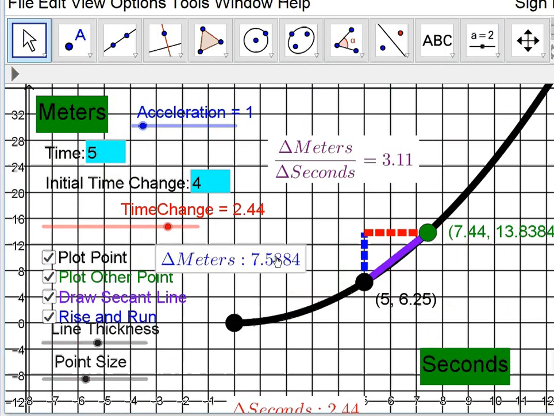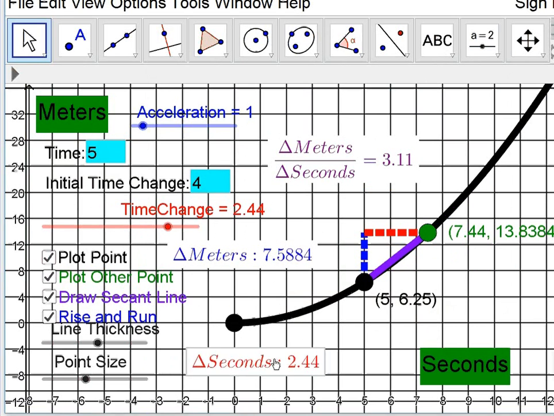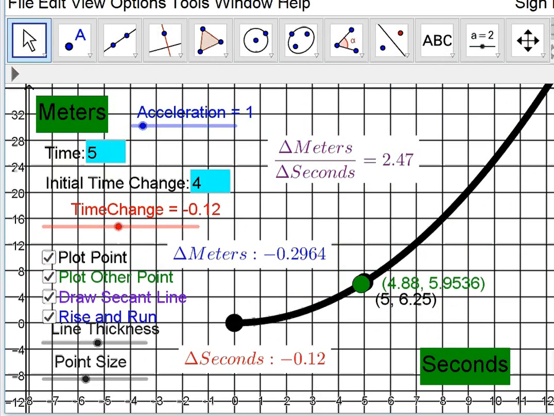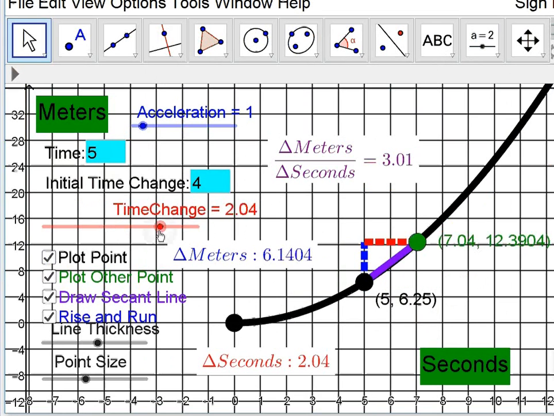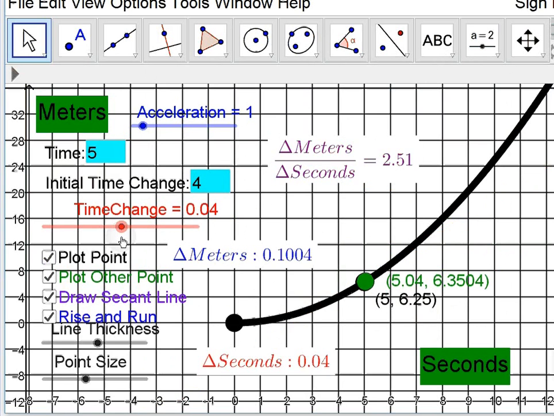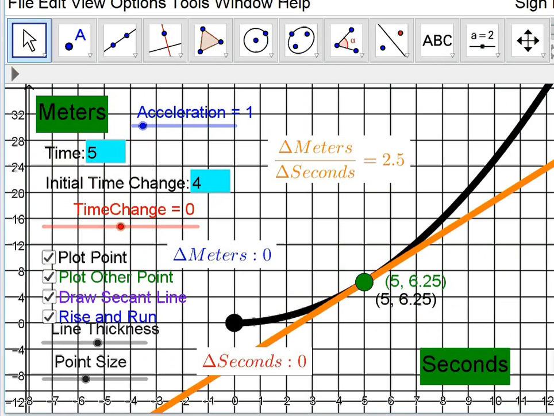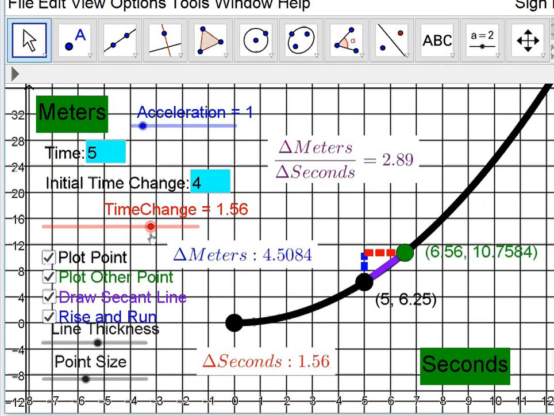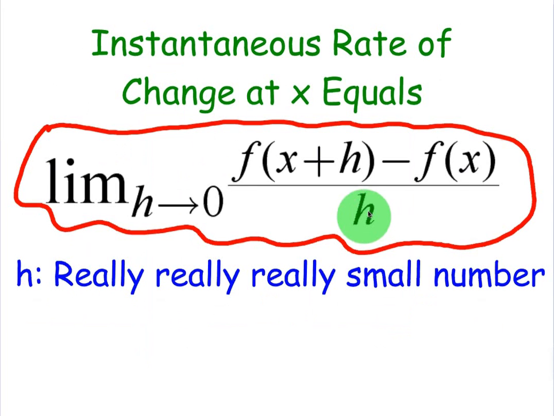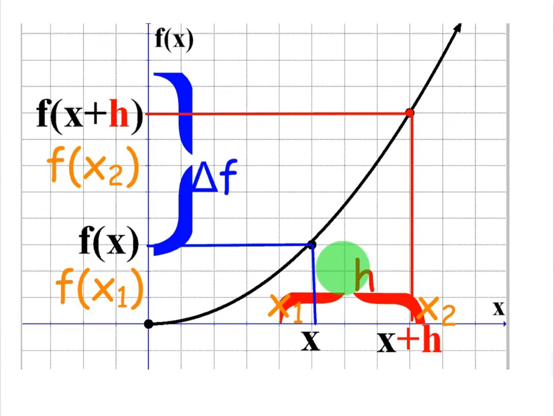In fact, see if I can pull this up so we can see it. In other words, the change in seconds is approaching 0, as you can see down here. And when it becomes 0, you have your derivative, or your slope of the tangent line. And remember, the tangent line is your instantaneous rate of change. But we can't divide by 0, right? So because of this difference quotient, we can't just have a 0 for h. H has to approach 0.